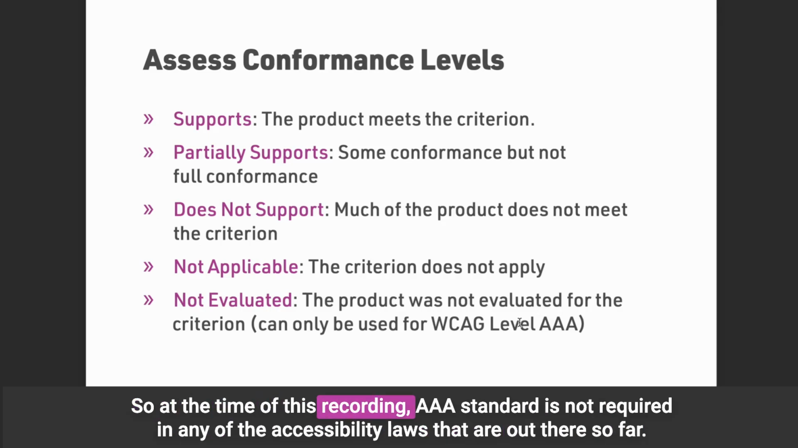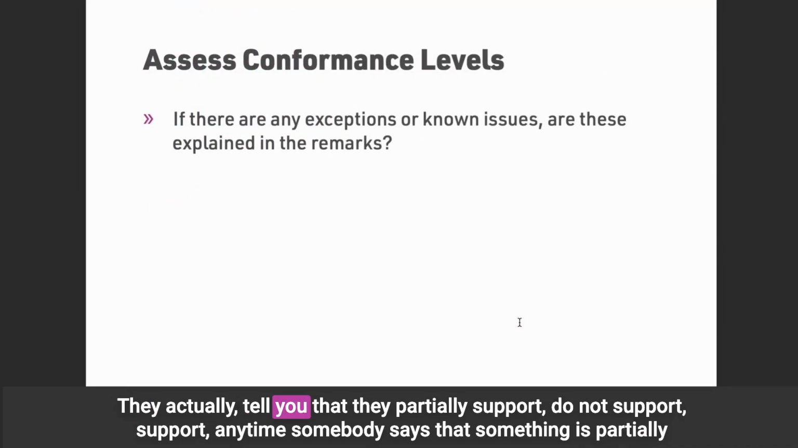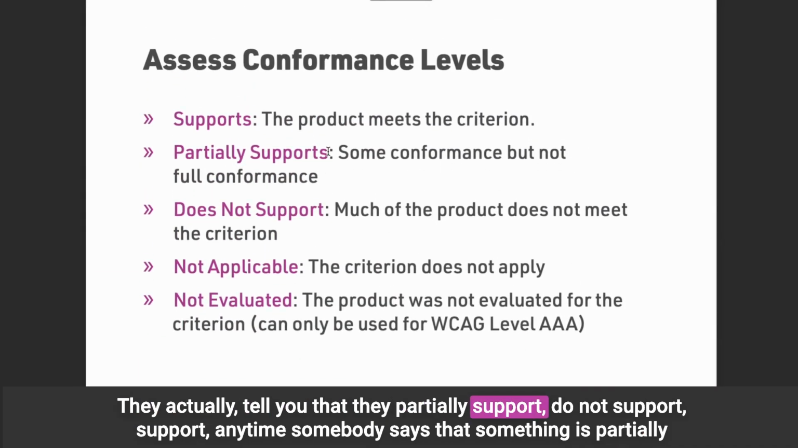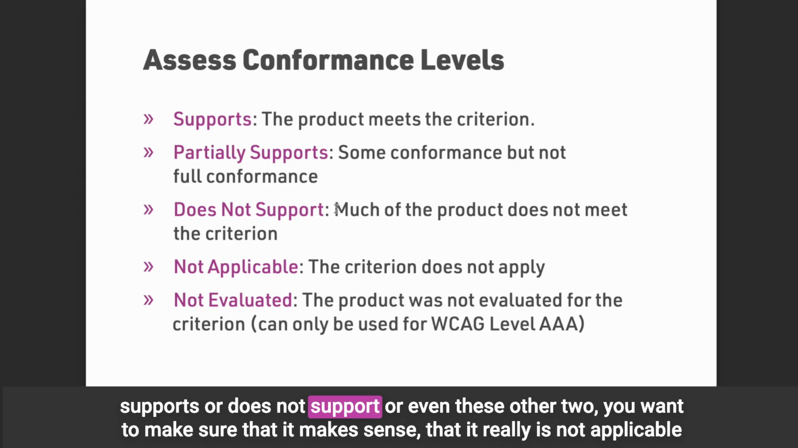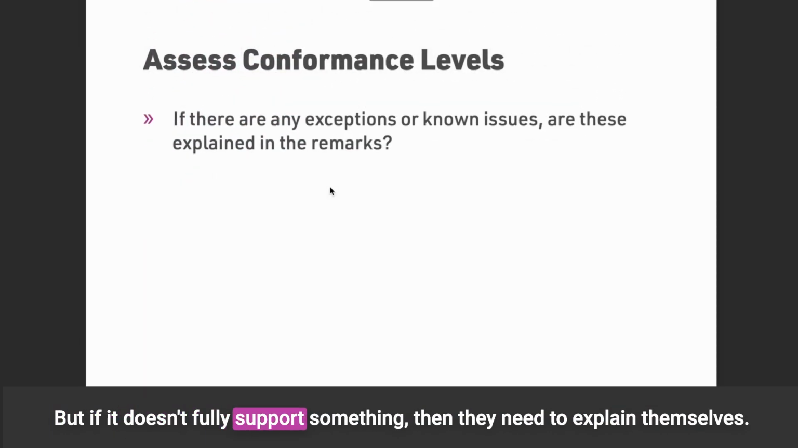So at the time of this recording, AAA standard is not required in any of the accessibility laws that are out there so far. They actually tell you that they partially support, do not support, support. Anytime somebody says that something is partially supports or does not support, or even these other two, you want to make sure that it makes sense, that it really is not applicable, or it was appropriate for them to say that it was not evaluated. But if it doesn't fully support something, then they need to explain themselves.